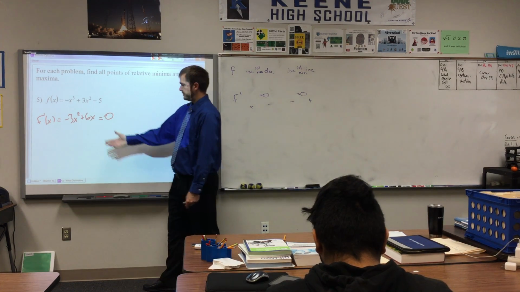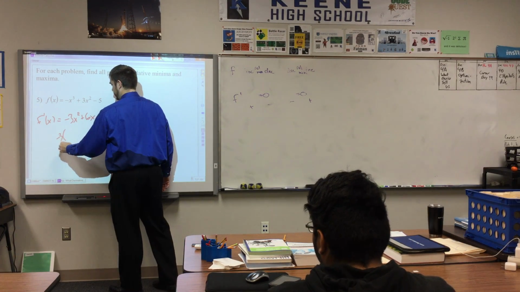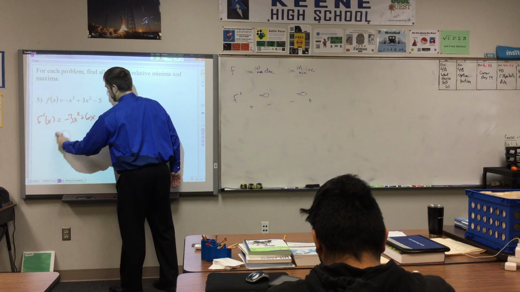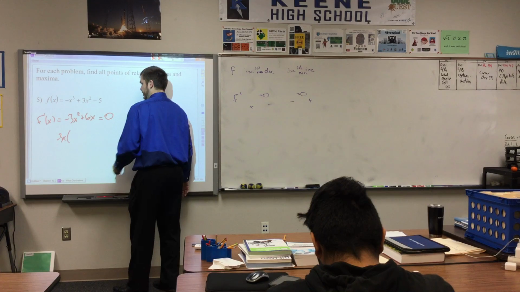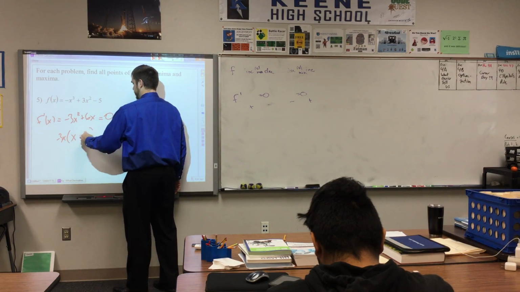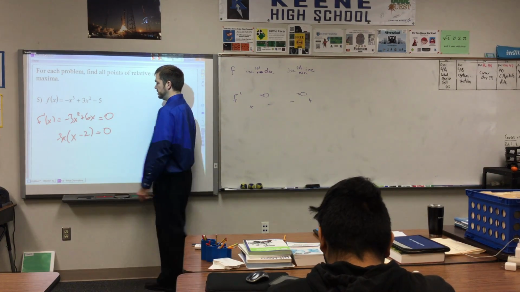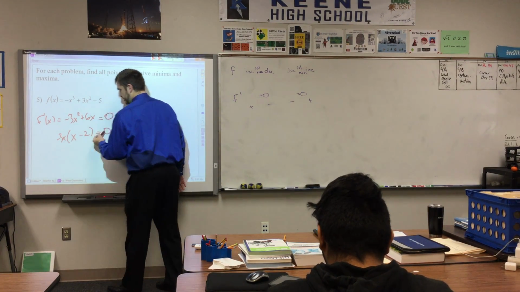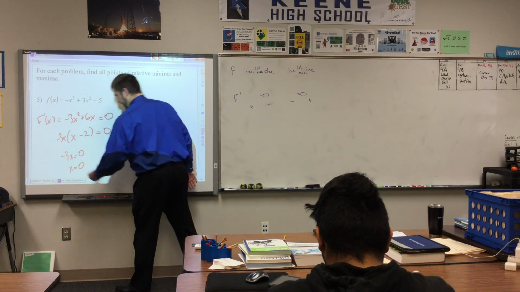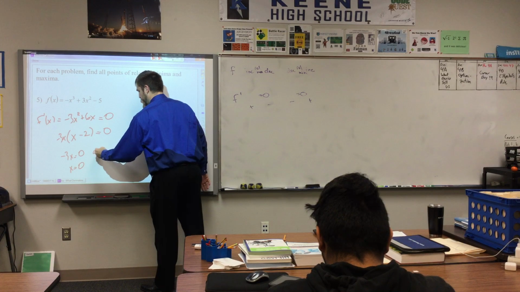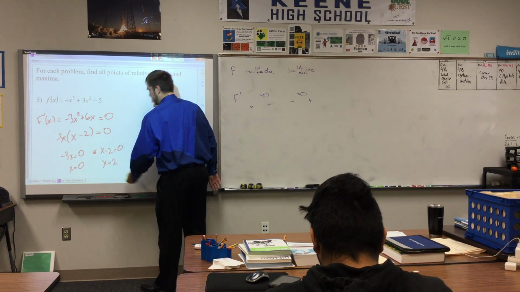Now I've got some techniques available to us. I'm going to factor out negative 3x. It can be x plus 2. X minus 2, is that what you said? Yeah, because if I factor out negative 3x, that 6 becomes a negative 2. So I have negative 3x equals 0, which means x equals 0, or x minus 2 equals 0, which would mean that x would equal 2.